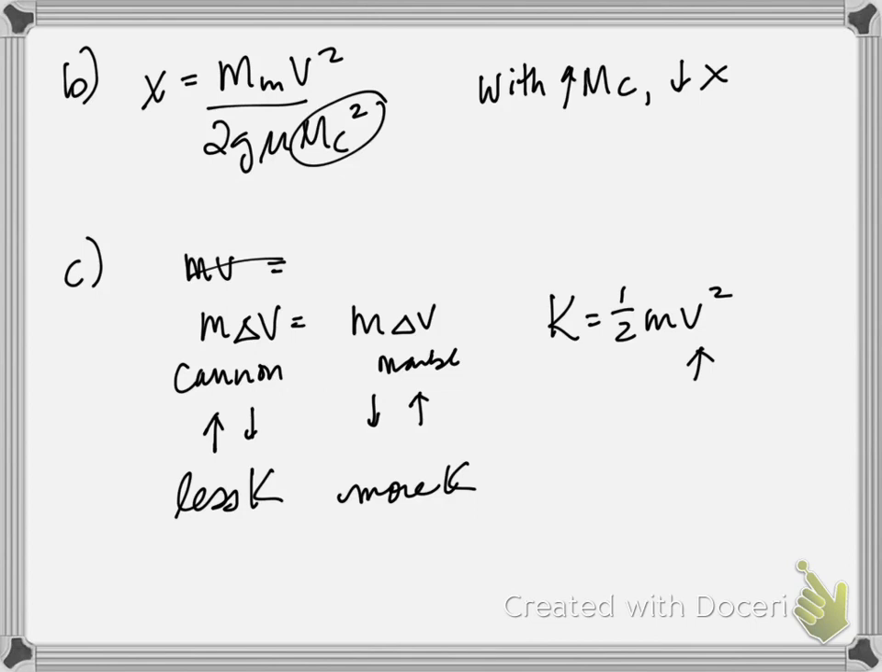Since they definitely said don't use formulas, just say even though they both have equal momenta, the less massive object will have a greater kinetic energy. Okay, then you can say you've got to do more work to slow that kinetic energy down.